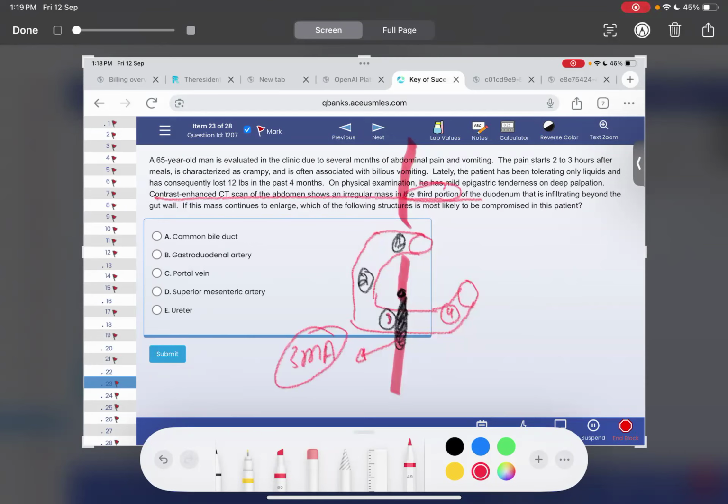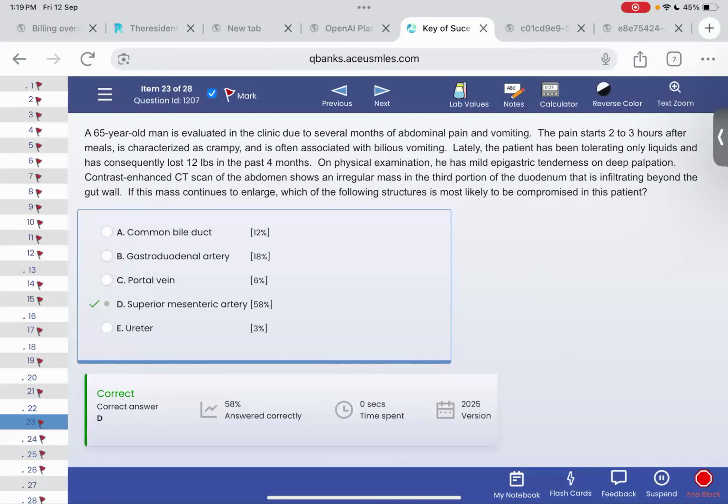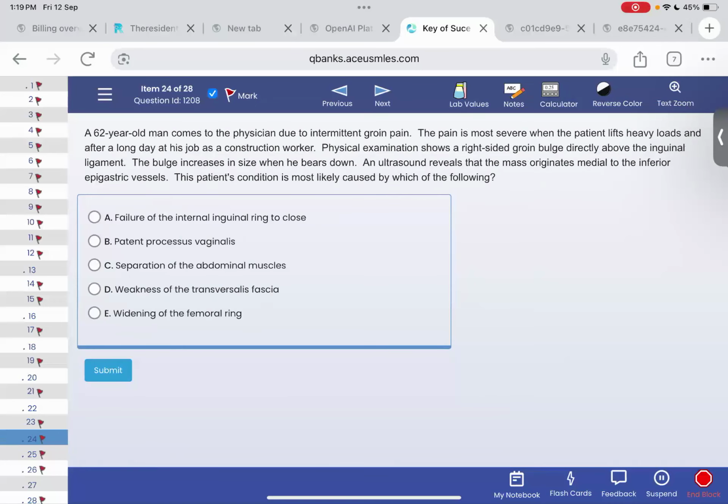Have you got the answer? Superior mesenteric artery. Yes sir. I think you cleared the concept. Yes sir. Perfect. Go ahead.